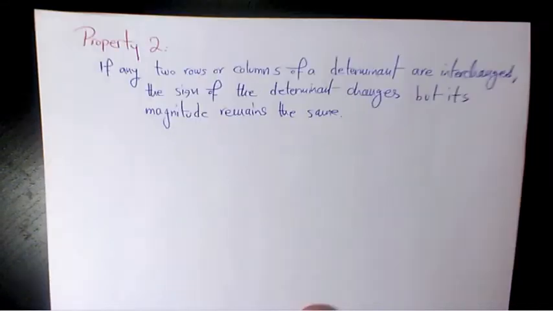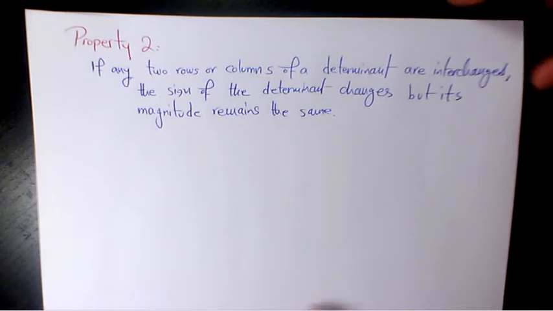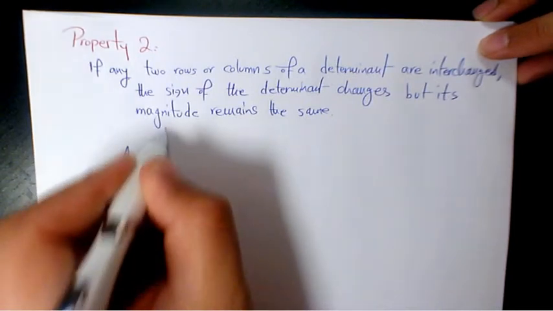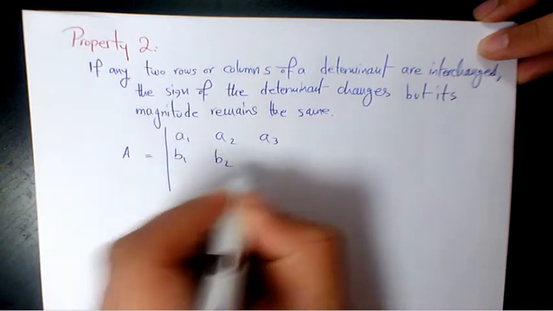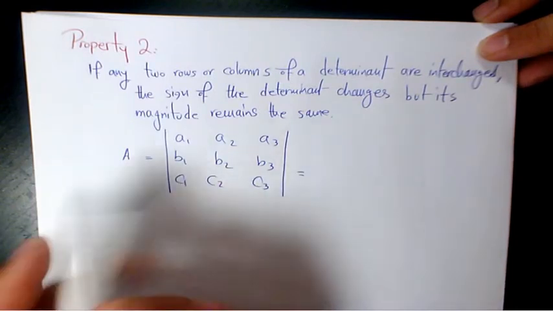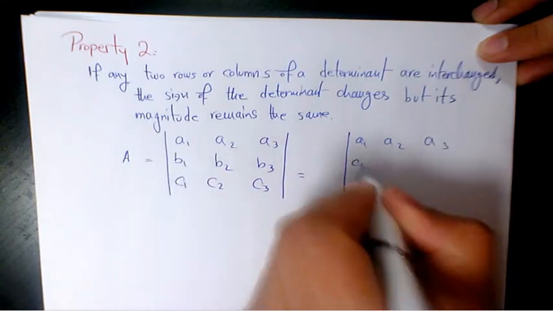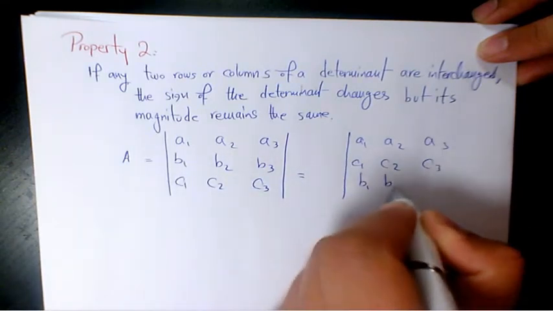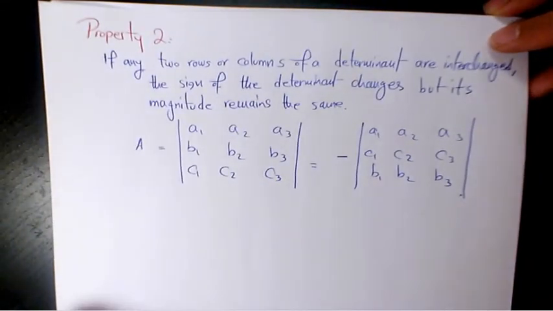The second property is saying that if any two rows or columns of the determinant are interchanged, the sign of the determinant changes, but its magnitude remains the same. So if we have A1, A2, A3, B1, B2, B3, C1, C2, C3, and we change, for example, the second row with the third row, A1, A2, and A3 remains the same. We have C1, C2, C3, B1, B2, B3. The determinant is going to be the same but with the opposite sign.